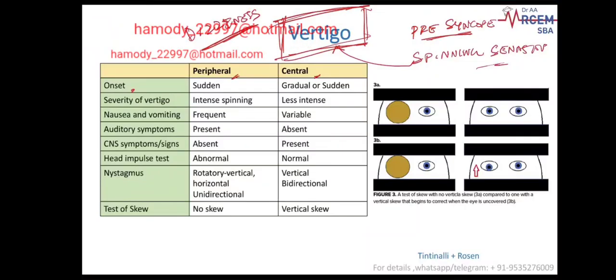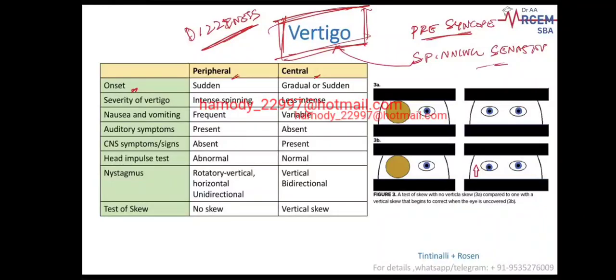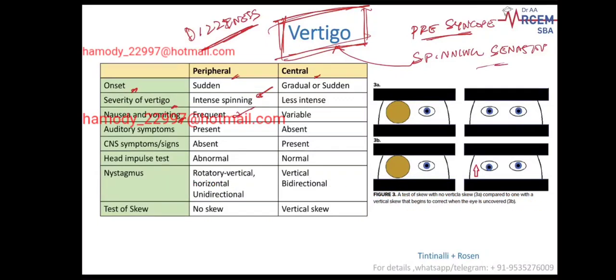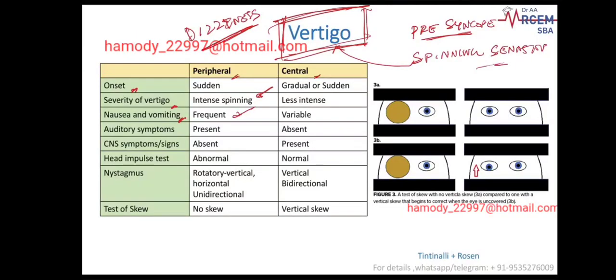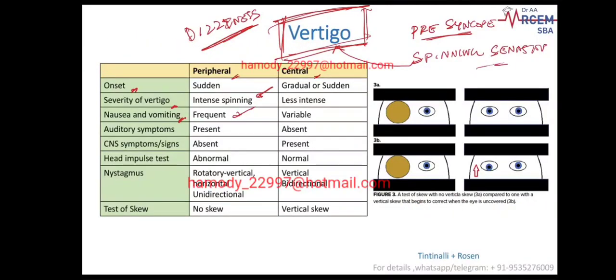Peripheral vertigo onset, both are kind of sudden, you cannot really differentiate. Severity of vertigo, it is more severe in peripheral, but you can hardly differentiate. Nausea and vomiting is more severe in peripheral vertigo because the spinning sensation is more. Ears are required to maintain the balance. When the spinning sensation is there, you're not maintaining your balance. So whenever there is no balance, you tend to have nausea and vomiting. That is more frequently seen in peripheral, but cannot differentiate.